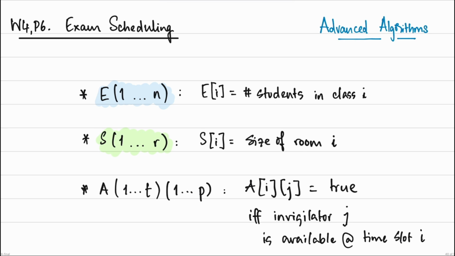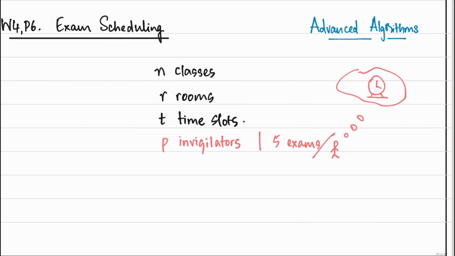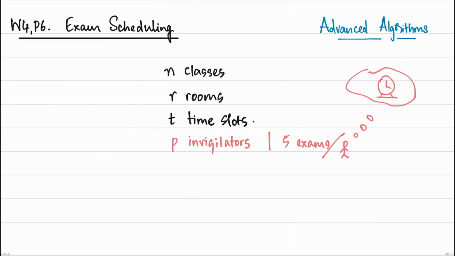And the A array here is sort of an availability array for the invigilators. So what this tells us is, given a time slot which is between 1 and t, and given an invigilator index which is between 1 and p, the A i j entry is true if the invigilator indexed j is available at the ith time slot, and it's false otherwise. So that's just a Boolean 2D array giving us information about the availabilities of the different invigilators.